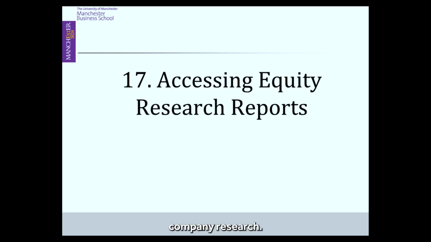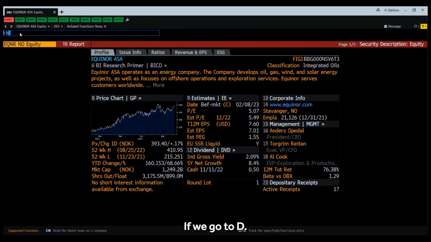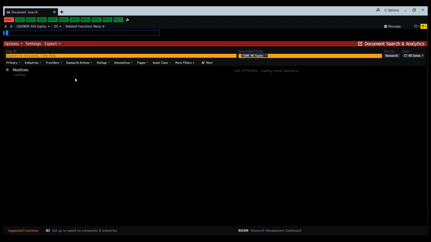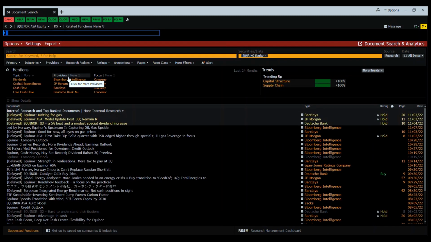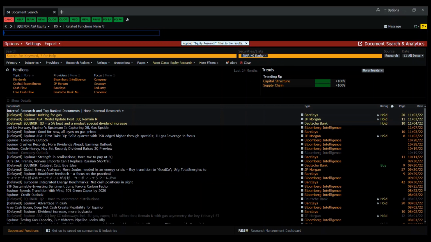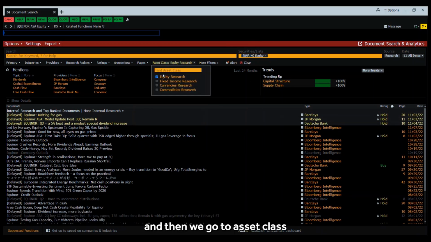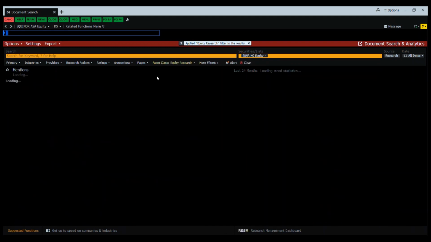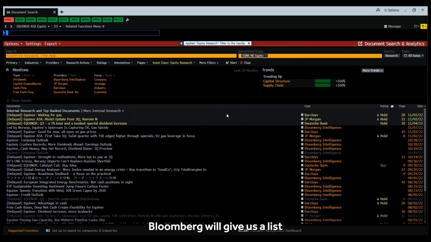Accessing company research. Bloomberg also provides some sources of company research. If we go to DS-RES, short for Document Search Research, and then we go to Asset Class and then select Equity Research, Bloomberg will give us a list of some recent research.